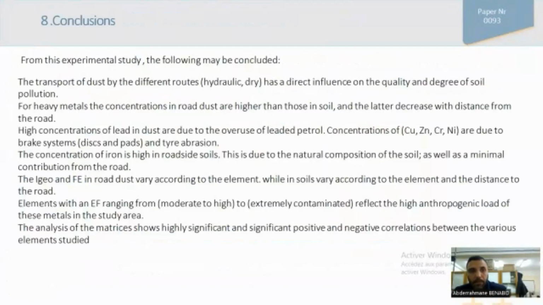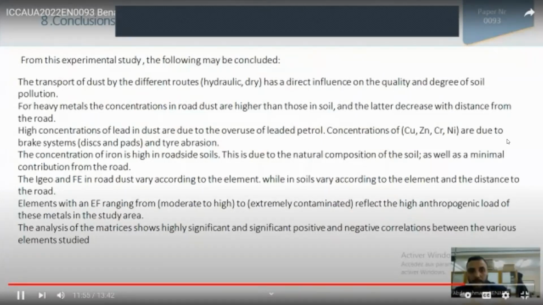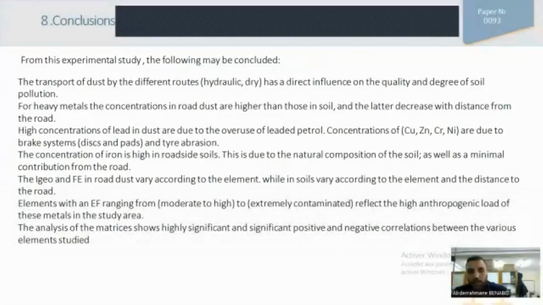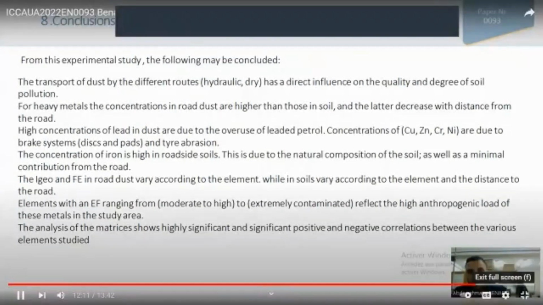From this experimental study, the following may be concluded. The transport of dust by the different roads, hydraulic dry, has a direct influence on the quality and degree of soil pollution. For heavy metals, the concentrations in road dust are higher than those in soil, and the latter decrease with distance from the road.